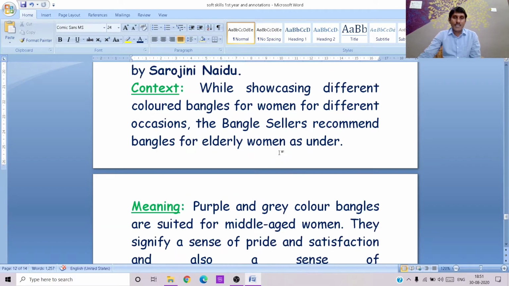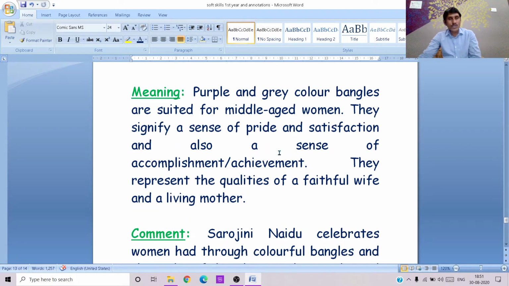So what is the significance of these bangles? We'll see. What is the meaning of those two lines? Purple and grey colored bangles are suited for middle-aged women. The bangle sellers are saying that they have purple and grey colored bangles which are suitable for middle-aged or elderly women. That means women of about age 50 or above, whose children are grown up, who has all the maturity and all the wisdom to guide her children with a lot of care and dedication. She brought up her children.